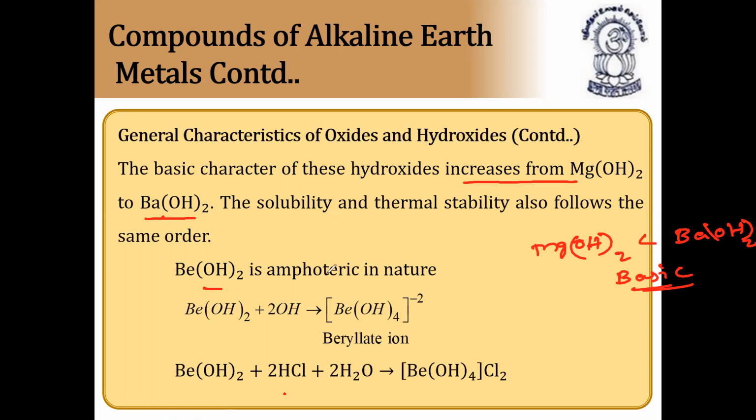Beryllium hydroxide is amphoteric in nature. Beryllium hydroxide on reaction with OH minus ions forms the beryllate ion. On reaction with HCl and water, it forms [Be(OH2)4]Cl2. This reaction is important. Please note it down in your classwork. This is nothing but beryllium hydroxide being amphoteric in nature. Next, continuation.